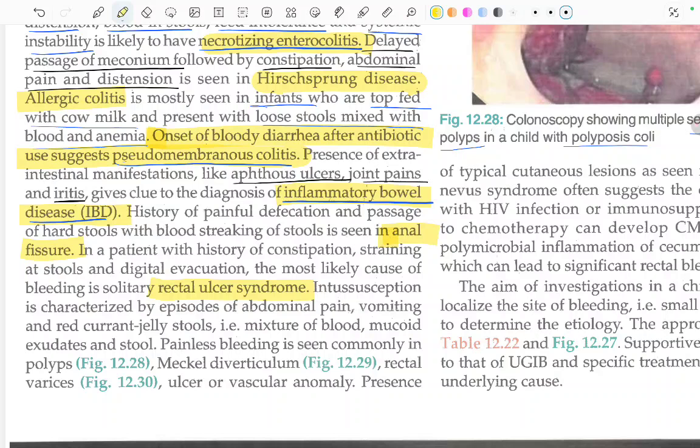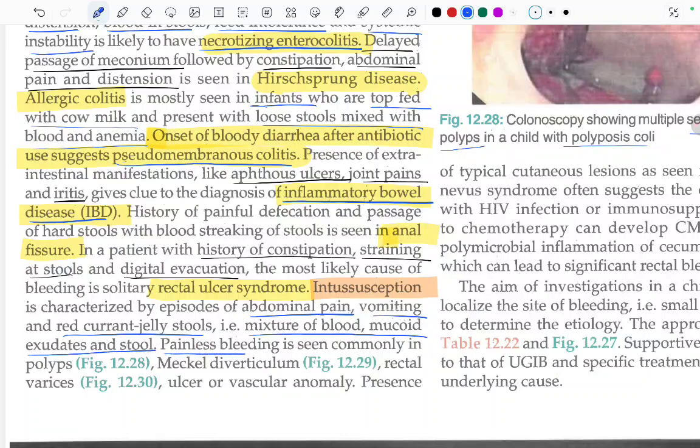There is something called solitary rectal ulcer syndrome, and we have to suspect it if a patient has a history of constipation, straining at the stools and digital evacuation. Now intussusception, when we have to suspect intussusception, is characterized by episodes of abdominal pain, vomiting, red currant jelly stools. What is red currant jelly stools? It's a mixture of blood, mucus, exudates and stools.